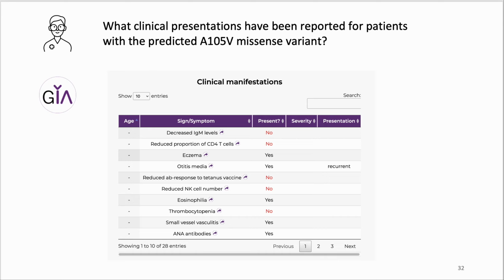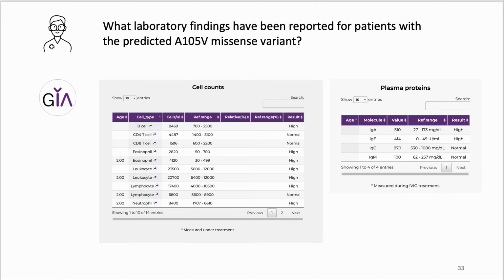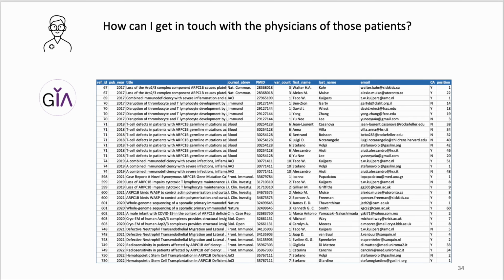We also try to show specific not only clinical features, but also laboratory features, and note certain presentations that are recurrent. And you can see that values are provided here for the specific serological parameters that we had available, as well as age that it was determined at. We also provide information for the physicians or geneticists who reported that particular condition, so that one may get in touch with those particular providers with additional questions.